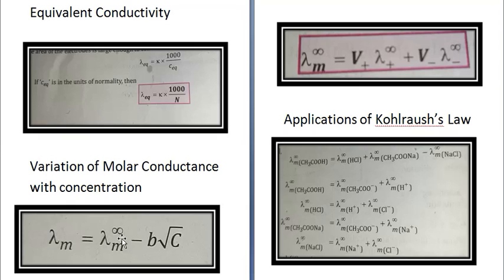Now according to the Debye-Huckel-Onsager equation, lambda m is equal to lambda m infinity minus b under root c, where lambda m is the molar conductivity, lambda m infinity is the molar conductivity at infinite dilution, c is the concentration of solution, and b is a constant.